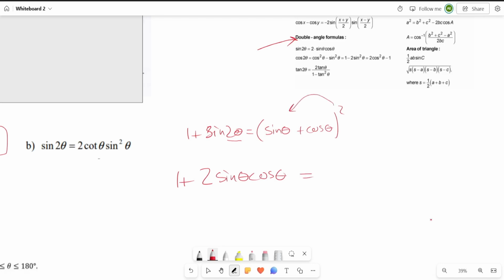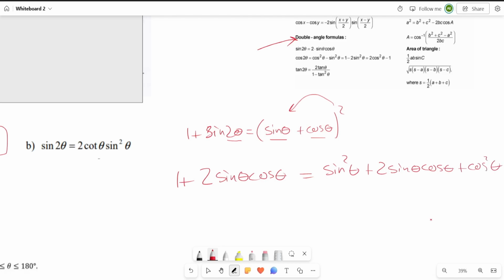Okay, and now let's expand this power. So expanding is going to be the same as the first term squared, so it's sine squared theta, plus first term times the second term times 2. So sine theta times cosine theta is sine theta cos theta, times 2 is 2 sine theta cos theta, plus the last term squared, which is cosine squared theta.